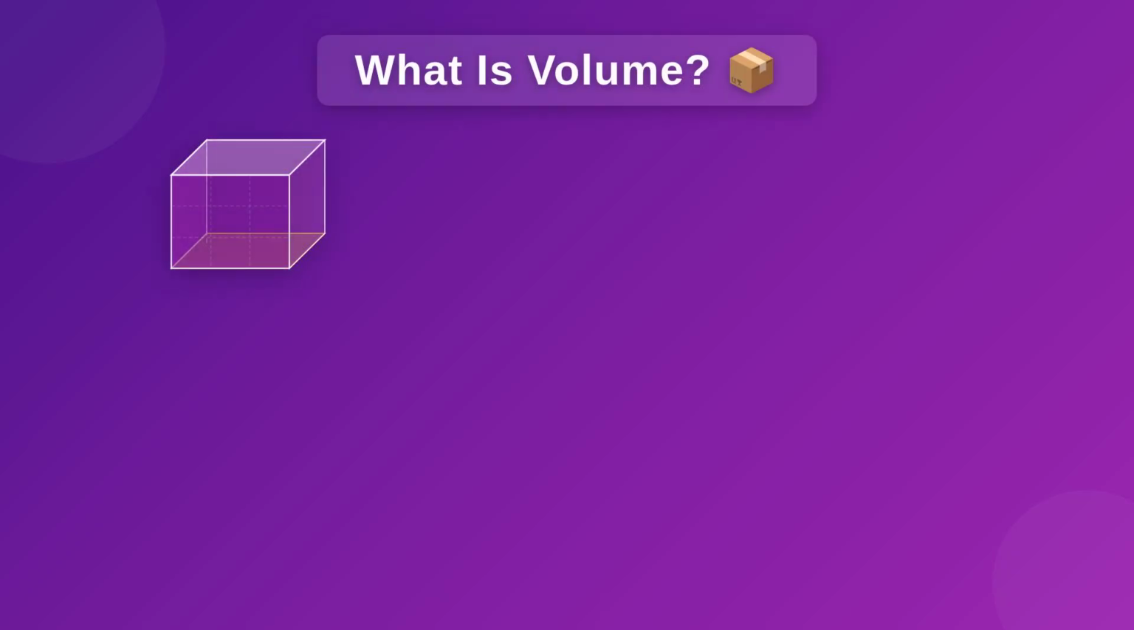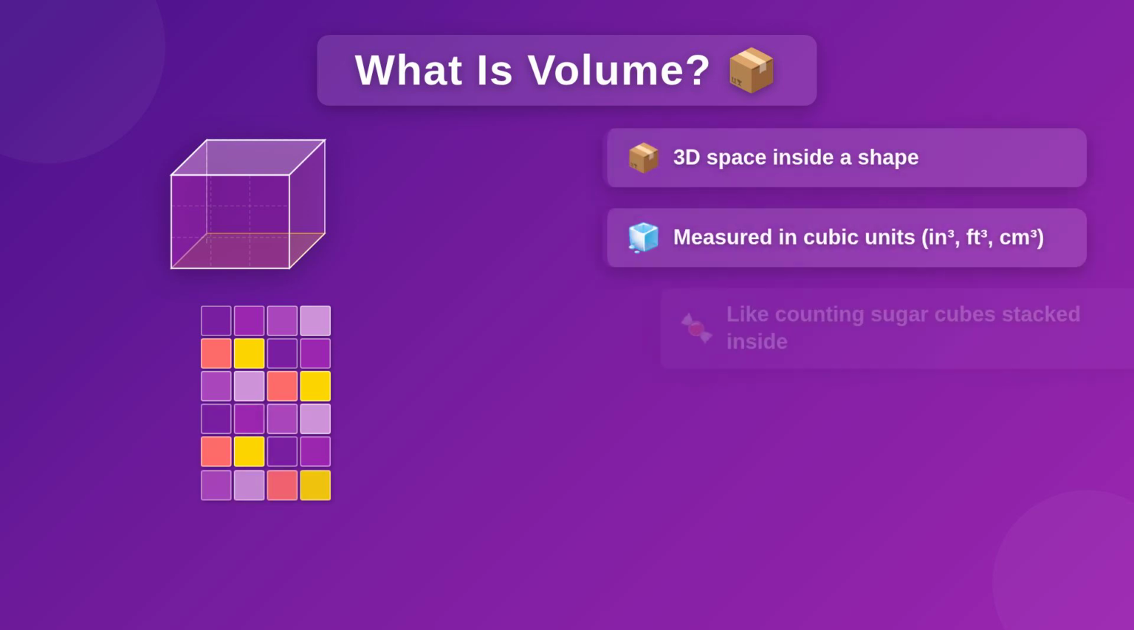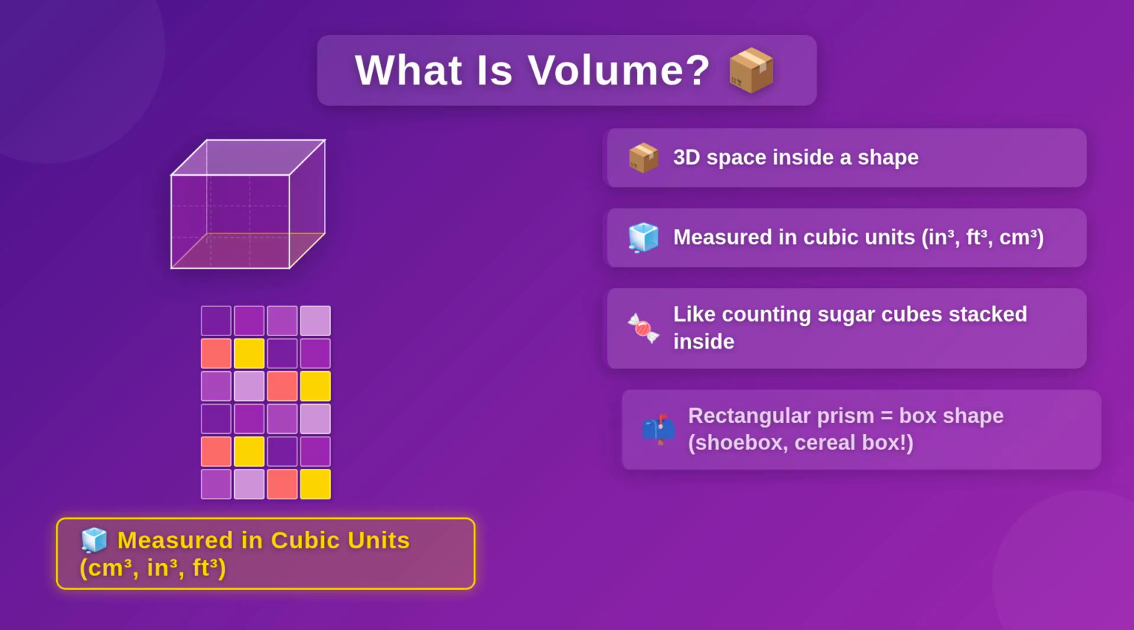So, what exactly is volume? Volume is the amount of three-dimensional space inside a shape. We measure it in cubic units, like cubic inches or cubic feet. Here's the best way to picture it. Imagine filling a box with tiny little sugar cubes, stacking them in rows and layers. The total number of cubes that fit inside, that is the volume.